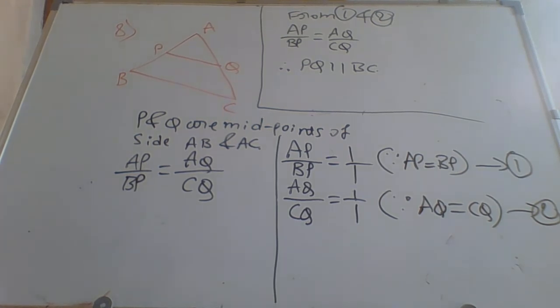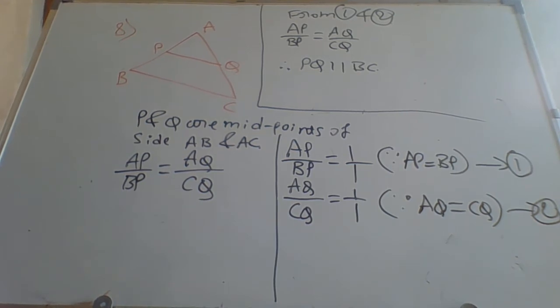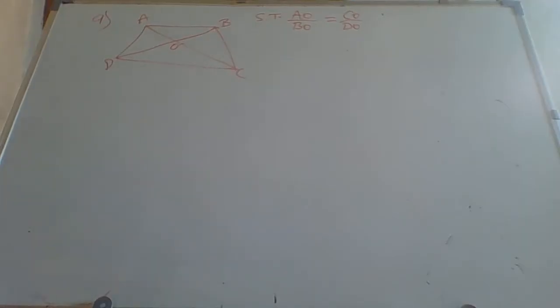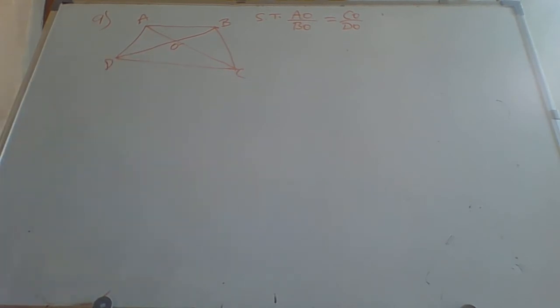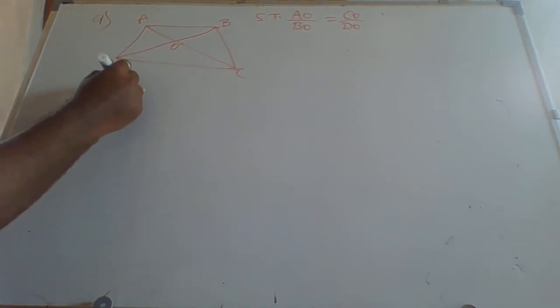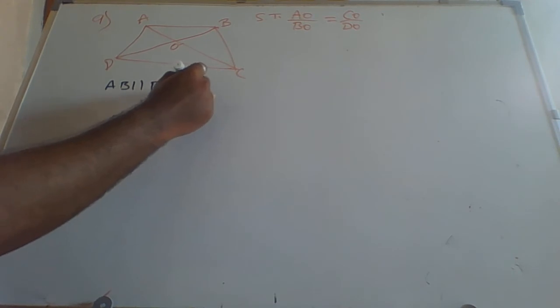I will move to the ninth problem. So this is the diagram we can consider for the ninth problem, and here what they have given in the problem: ABCD is a trapezium in which AB is parallel to DC. Okay, so here I will write AB is parallel to DC. This is given.